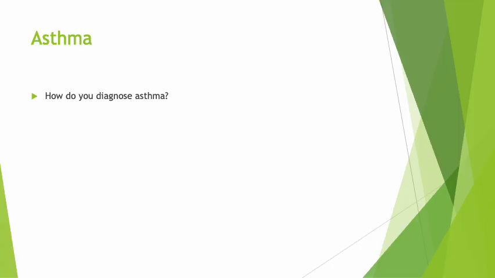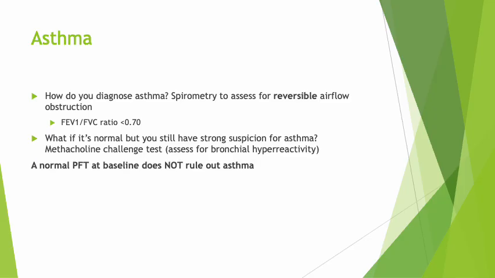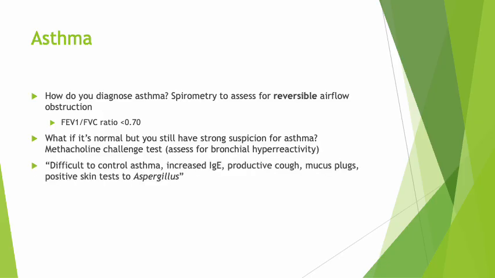And how do you diagnose asthma? So the answer for this is going to be spirometry to assess for reversible airflow obstruction. The reversible is the key word here. If it's not reversible, think about COPD. And then what if it's normal, but you still have a strong suspicion for asthma? The answer for this is the methacholine challenge test, which is assessing for bronchial hyperreactivity. And just remember that a normal PFT at baseline is not going to rule out asthma.